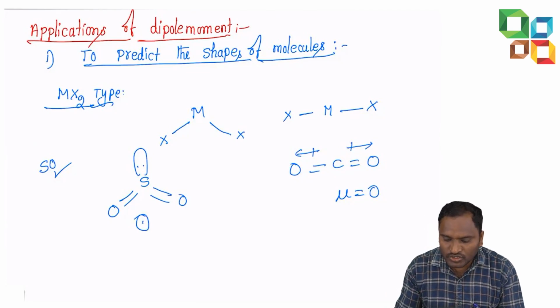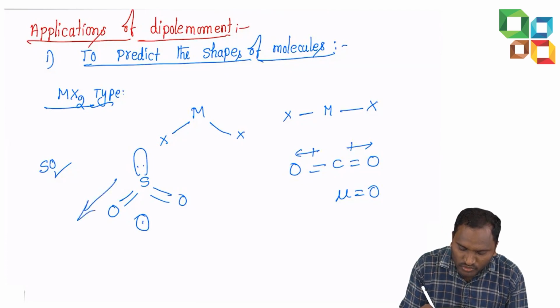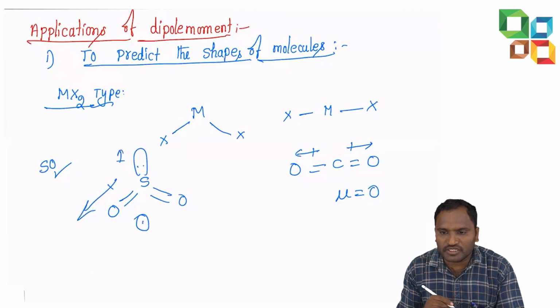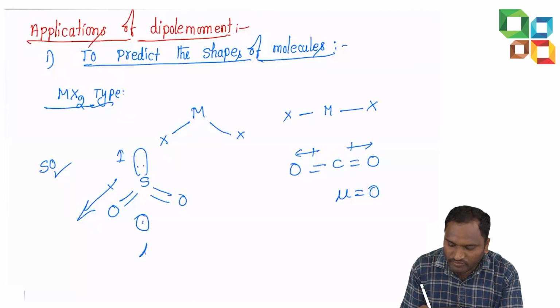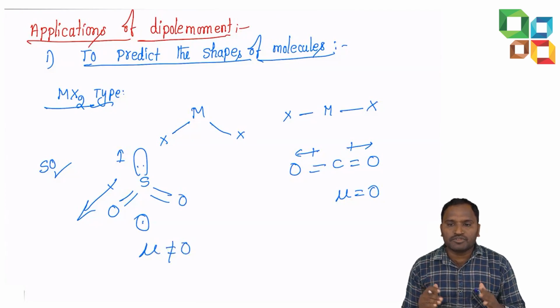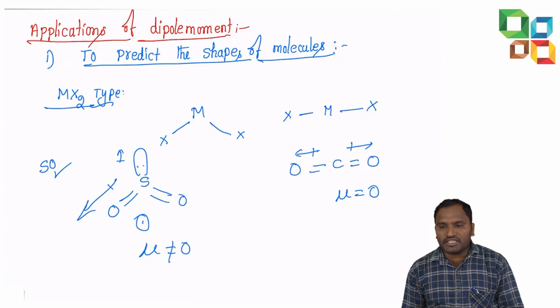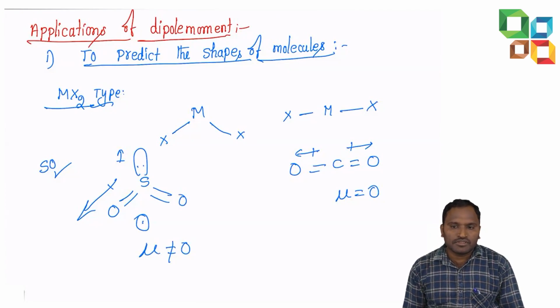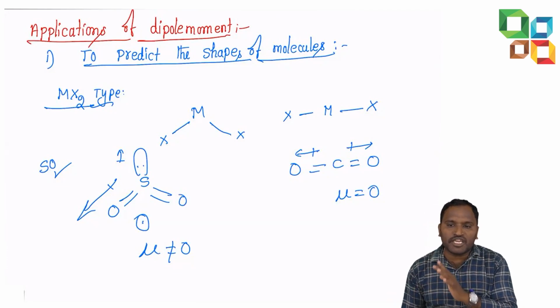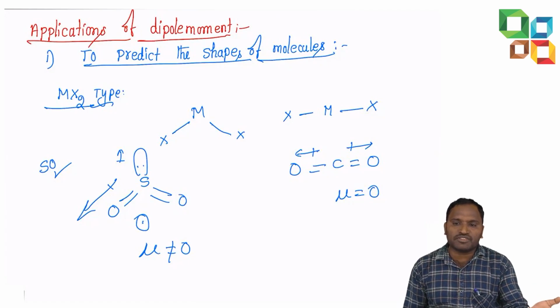Same direction. So this side dipole moment is more, this side lone pair dipole moment is less. Resultant dipole moment is not equal to 0. So for MX2 type molecular formula, dipole moment 0 means linear. MX2 with dipole moment not equal to 0 means angular. In this way, you can predict the geometries of molecules.